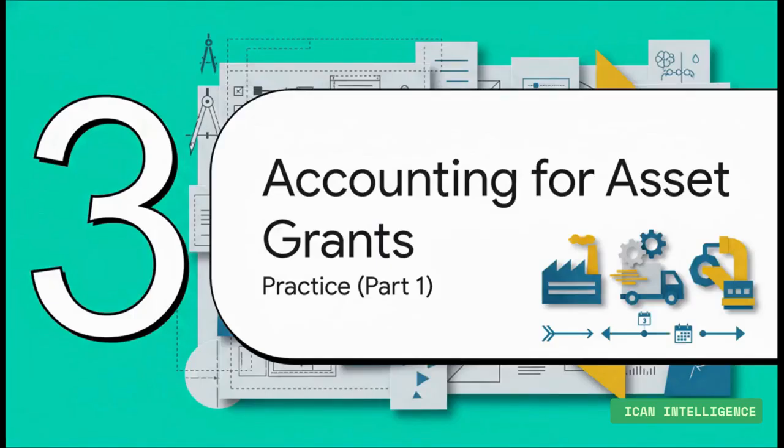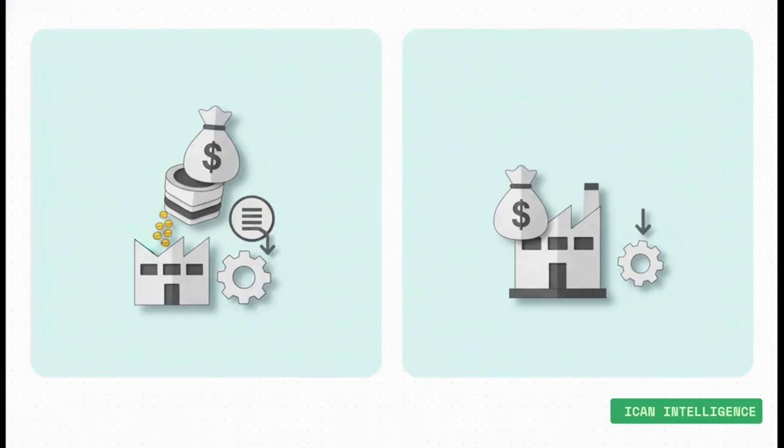How do we apply this matching principle to the first big category? Grants given to help a company buy or build a long-term asset, like a new factory or machine. So IAS 20 actually gives you a choice here, two perfectly acceptable methods. Method 1 is to treat the grant as deferred income, basically a liability on your balance sheet. And then you release that income to your P&L systematically over the asset's life.